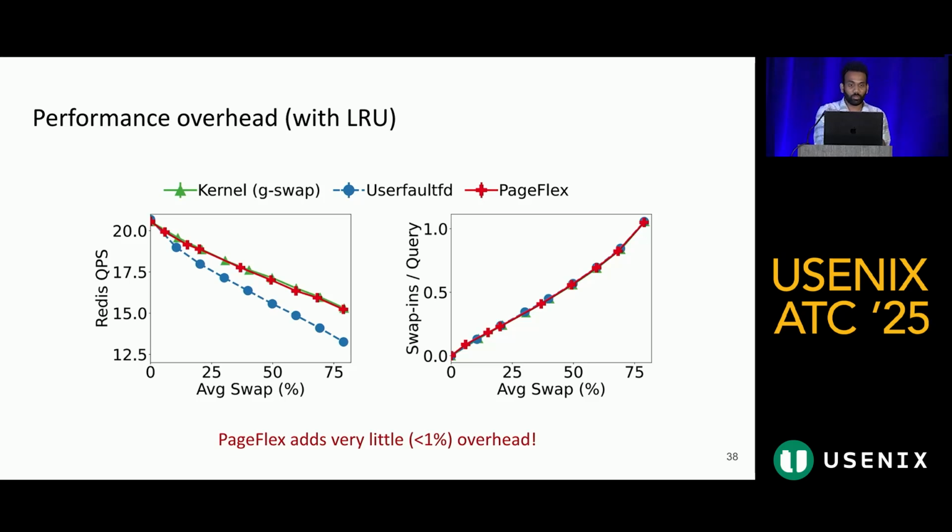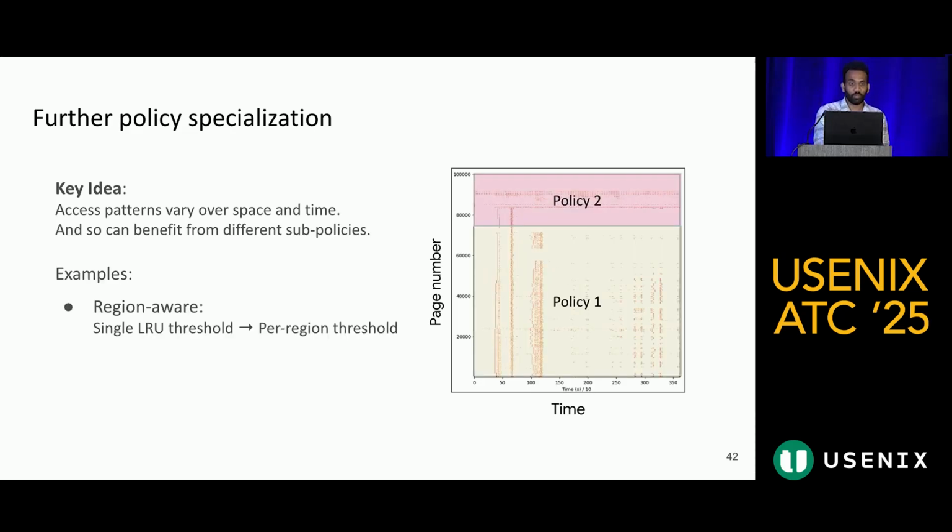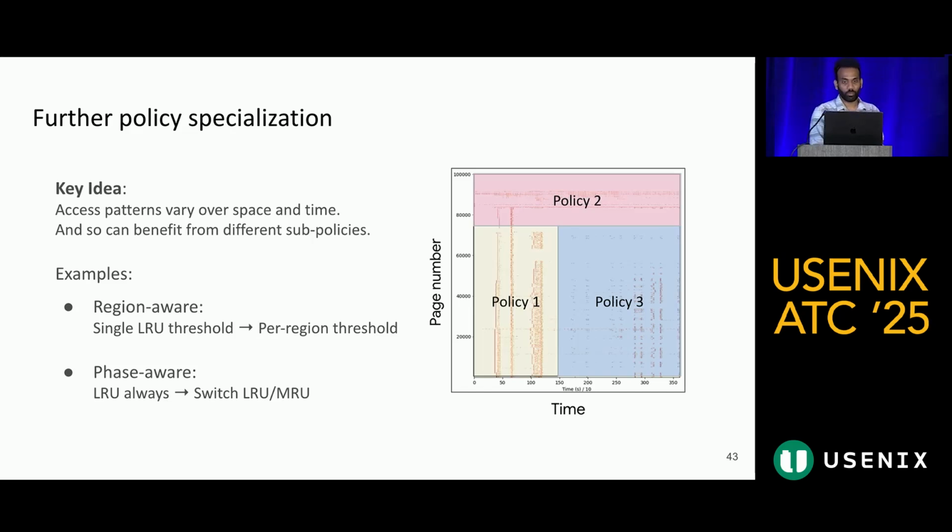So it's not just the simple policies. PageFlex can provide further policy specialization. For example, you can implement multiple policies within the same application because access patterns may vary across space and time, and you may want to implement multiple policies for different regions, or if you have different access patterns across time, you may want to try different policies across time as well. So region-aware and phase-aware.